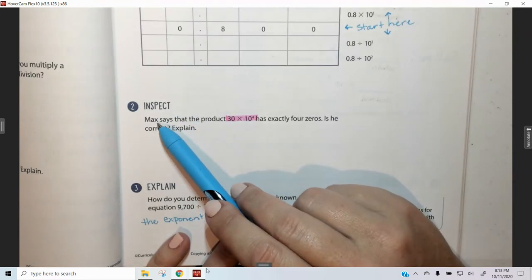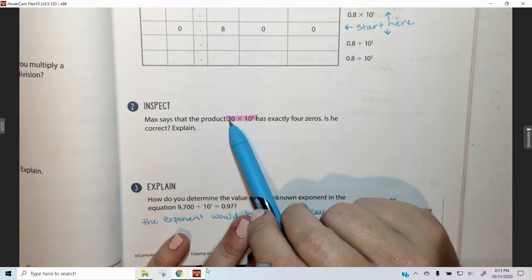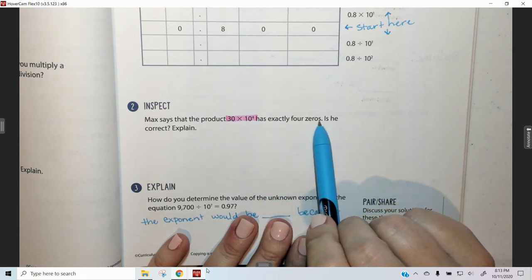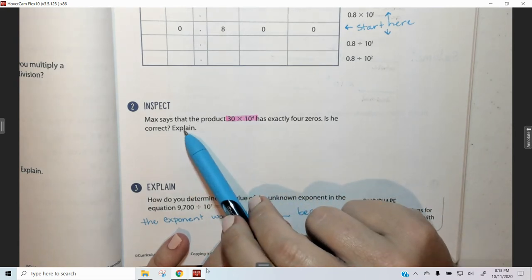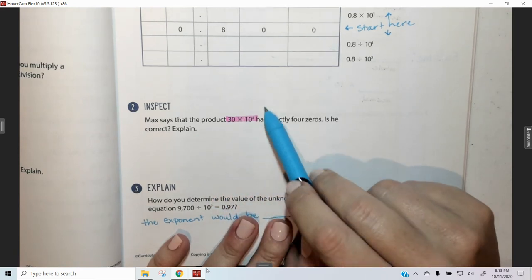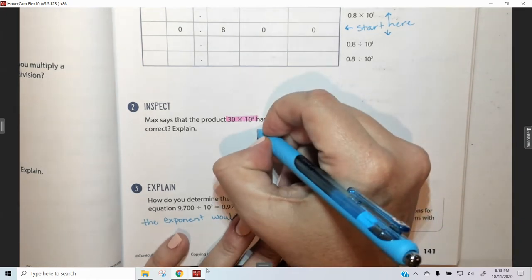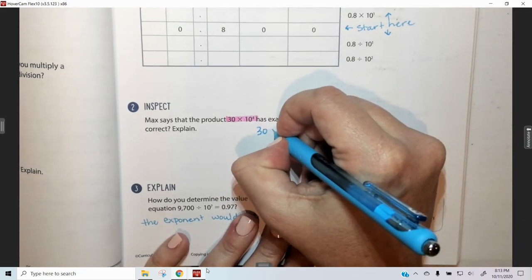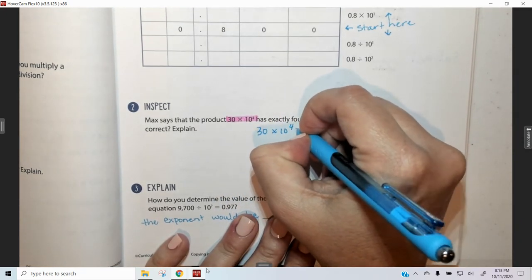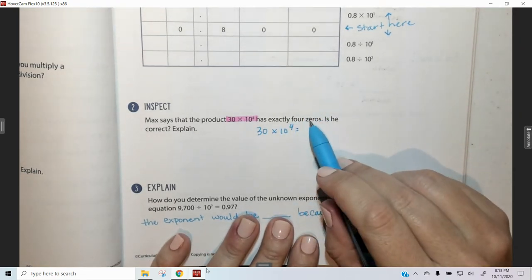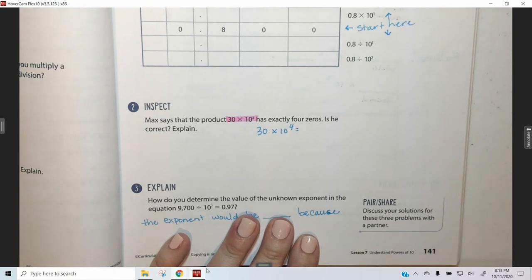Number 2, Max says that the product 30 times 10 to the fourth power has exactly 4 zeros. Is he correct? Explain. Really pay attention to what this is asking. If I were you, I would go ahead and solve it first. What is 30 times 10 to the fourth power? And find out if it has exactly 4 zeros. If it does, tell me why. And if it doesn't, tell me why it doesn't.